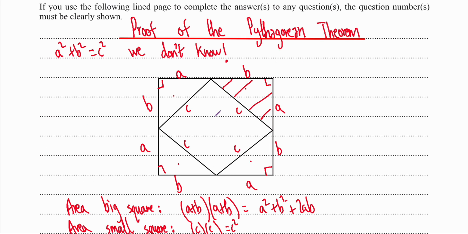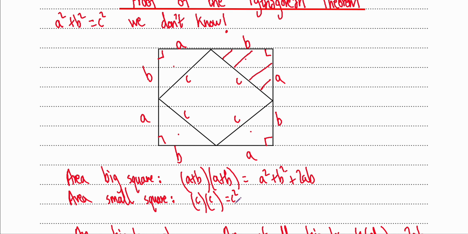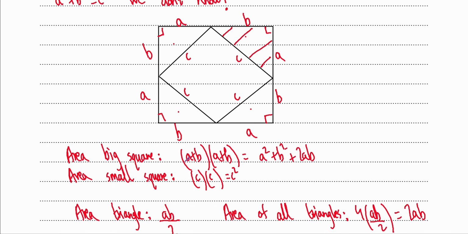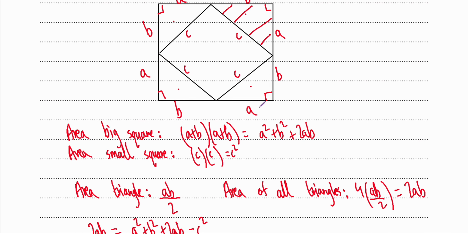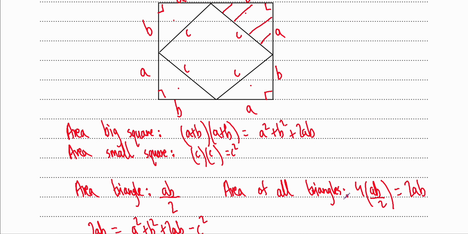So, how did we get there? We had a bigger square with a side length of A plus B, and then we had a smaller square inside with a side length of C. We found the area of the big square to be A squared plus B squared plus 2AB. We found the area of the small square to just be C squared. We realized that the area of one of these triangles here is going to be AB over 2, so the area of all these 4 triangles is going to be 4 times AB over 2, which is 2AB.